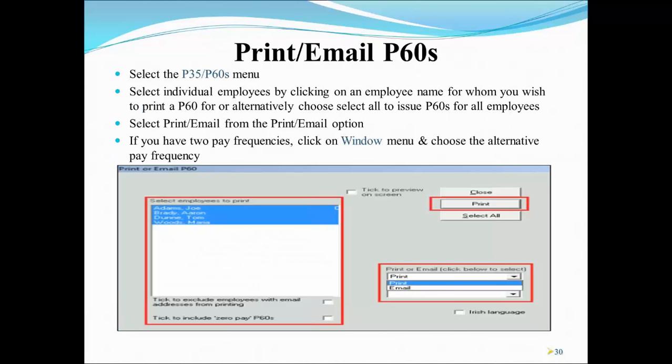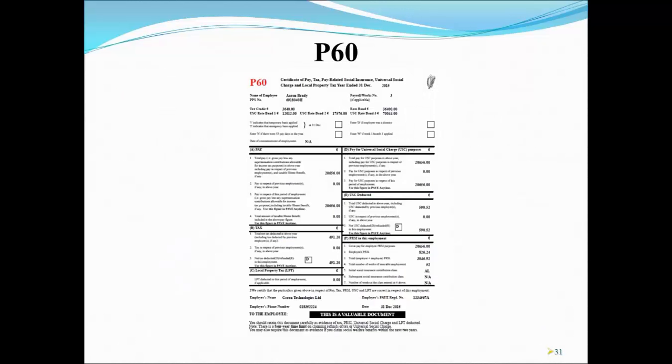Okay. So to print or email the P60s, you select the P35 P60s menu. Select individual employees by clicking on an employee name, or alternatively you can click select all to issue P60s for all employees. Select print or email from the print email option, and if you do have two pay frequencies, you do need to click on the window menu, choose the alternative pay frequency and print the P60s for the other pay frequency. Okay. So that's the P60 template as printed from the software.